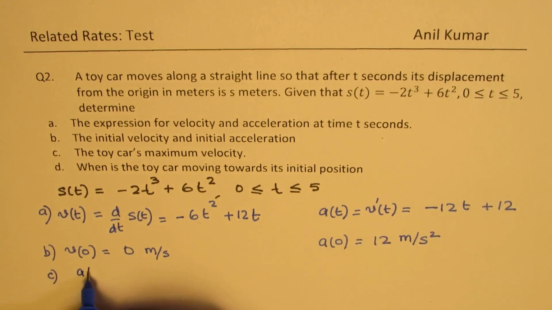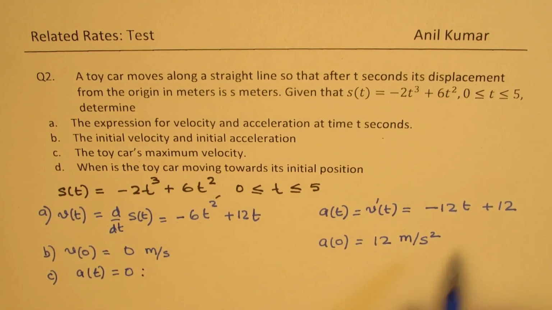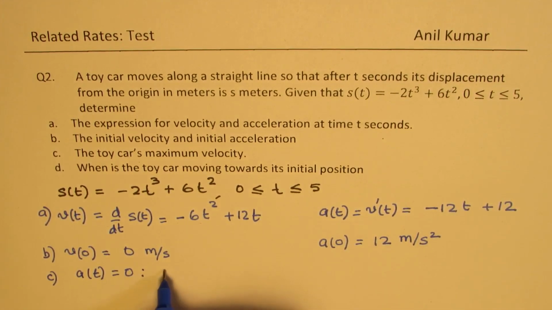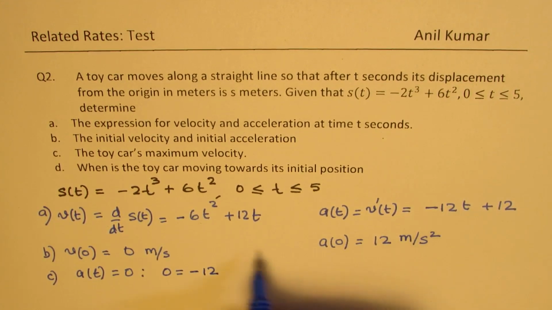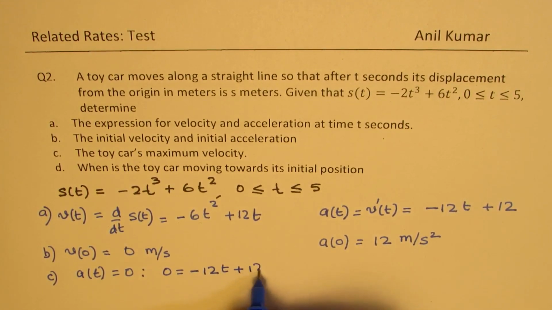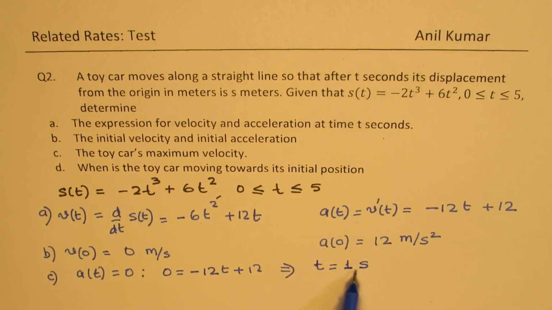So we need to find the critical number. That means a of t should be equal to 0, right? So substituting that, if I write 0 equals minus 12t plus 12, that really gives you that t is equal to 1, right? So 1 second. So at t equals 1 second, we have a critical number.